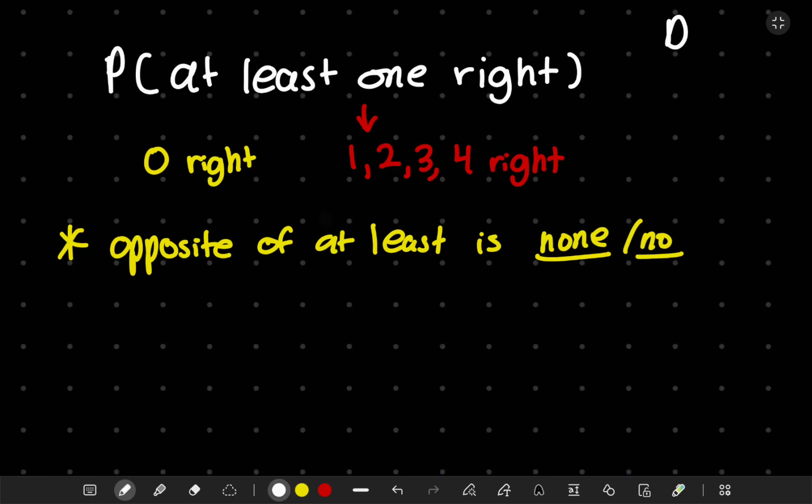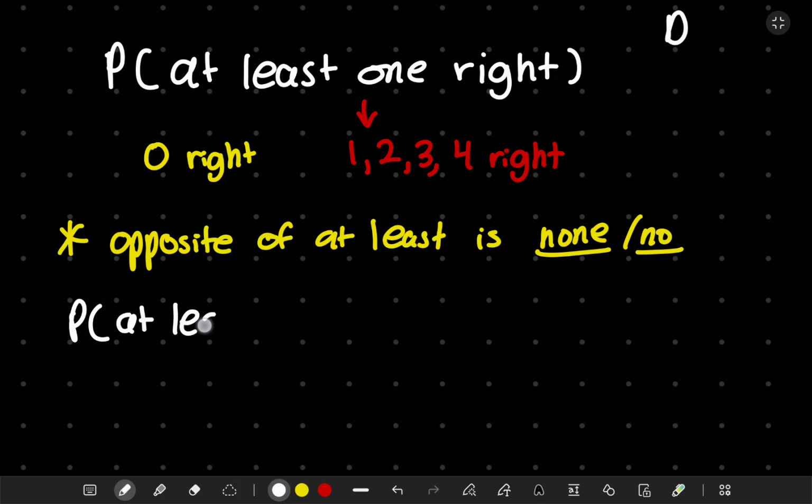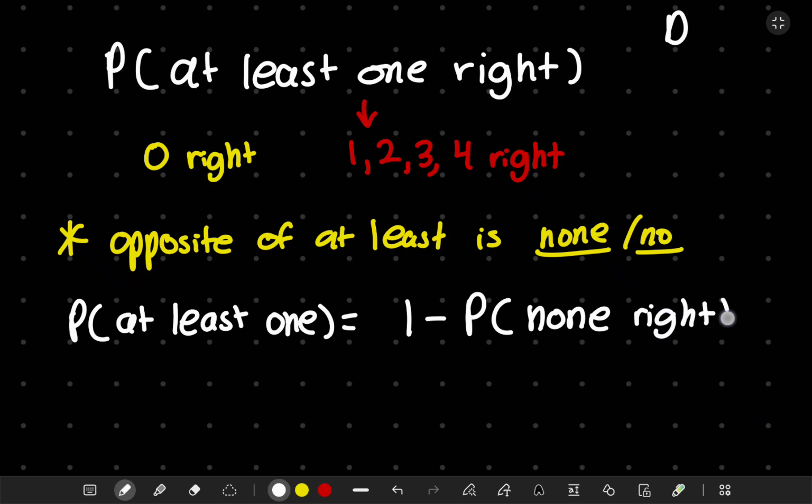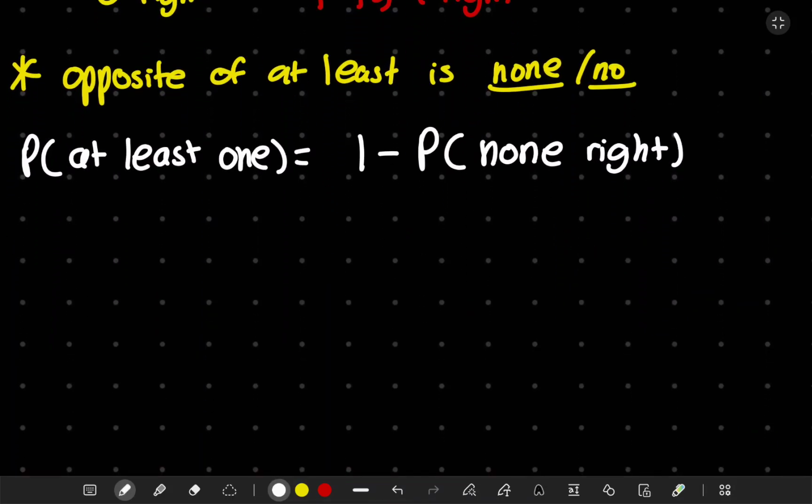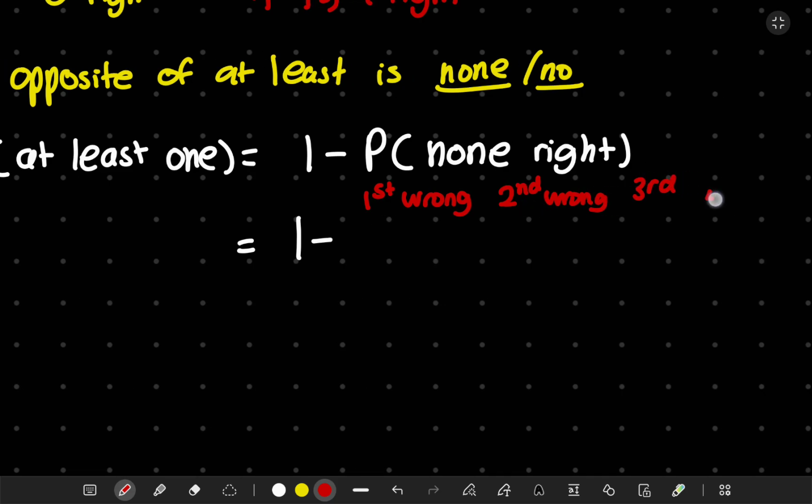So if I had to write this, the probability of at least 1 is going to be the opposite: 1 minus its opposite, which is getting none right. Well, let's see how that works out. If I got none of them right, that means the first question is wrong, then the second is wrong, then the third is wrong, then the fourth is wrong, because that's what it means by none of them being right. All of them are wrong. So let's figure out each of these probabilities.